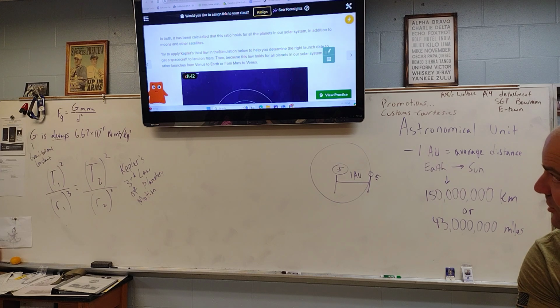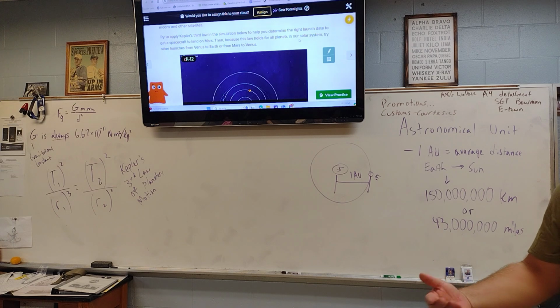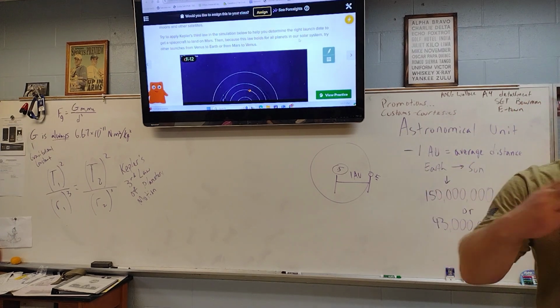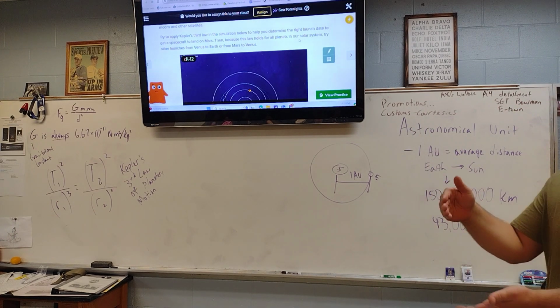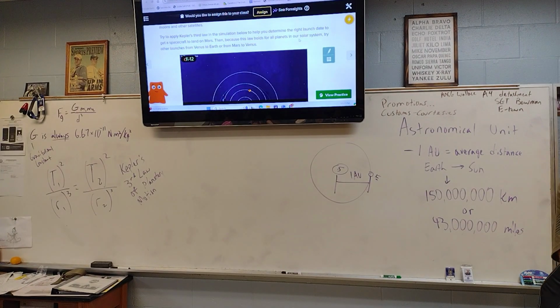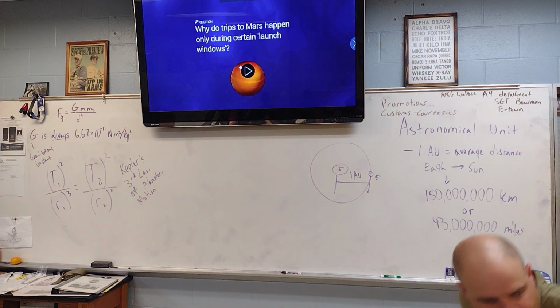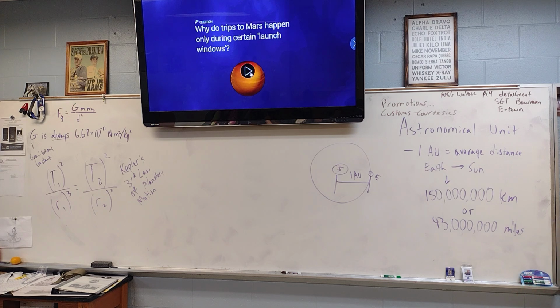Try to apply Kepler's third law in the simulation below to help determine the right launch date to get a spacecraft to land on Mars. Then, because this law holds for all planets in our solar system, try other launches from Venus to the Earth, or from Mars to Venus, etc. I would suggest just trying to go from Earth to Mars, and then once you're successful there, try to go back to the Earth. But you can do whichever you prefer. You can watch me for a second, if you'd like, just to show you how to do the adjustments, and we've got to listen to this guy first anyway.